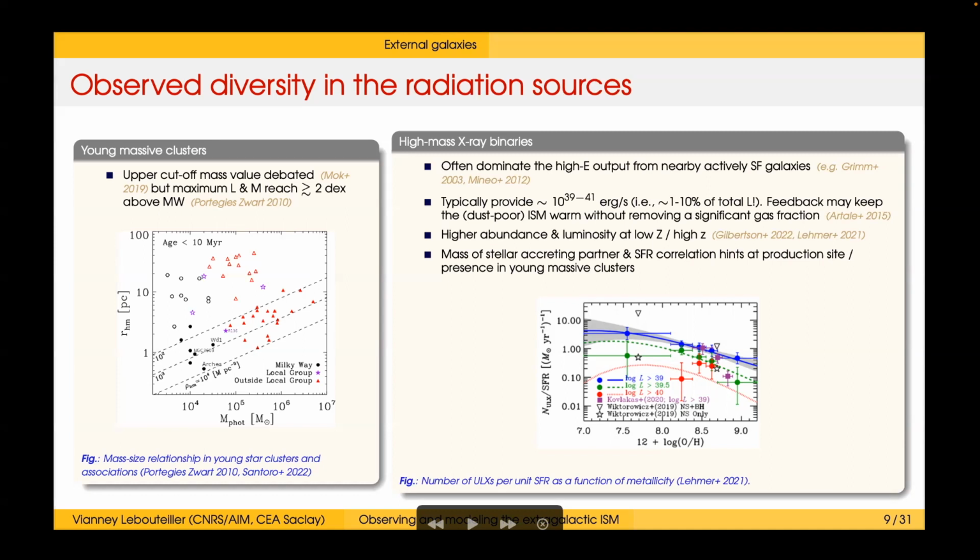All in all, because there are high mass X-ray binaries, the mass of the stellar accreting partner and also the known correlation between the star formation rate and the X-ray luminosity implies that such sources, the X-ray binaries, are probably produced in young massive clusters, or they can be present already in massive clusters, or they can be produced and then be kicked out. And sorry, this is just the number of ultraluminous X-ray sources per SFR unit versus the metallicity. So at low metallicity, it increases.